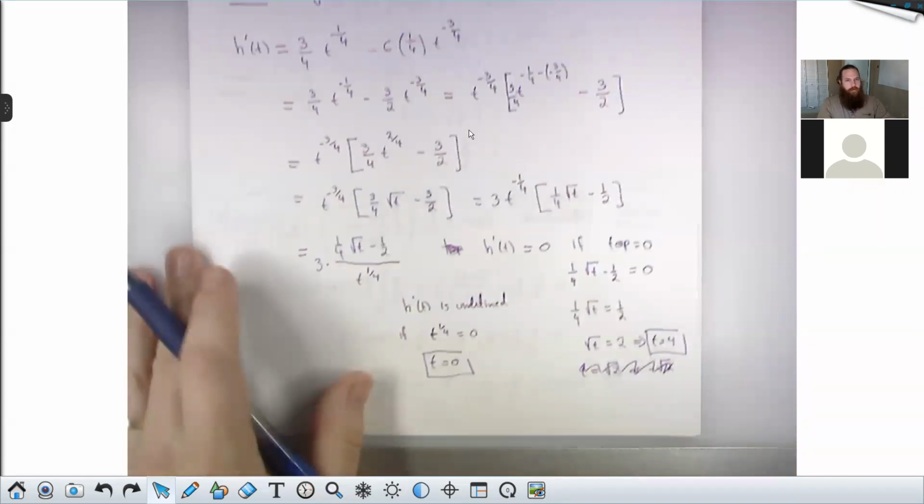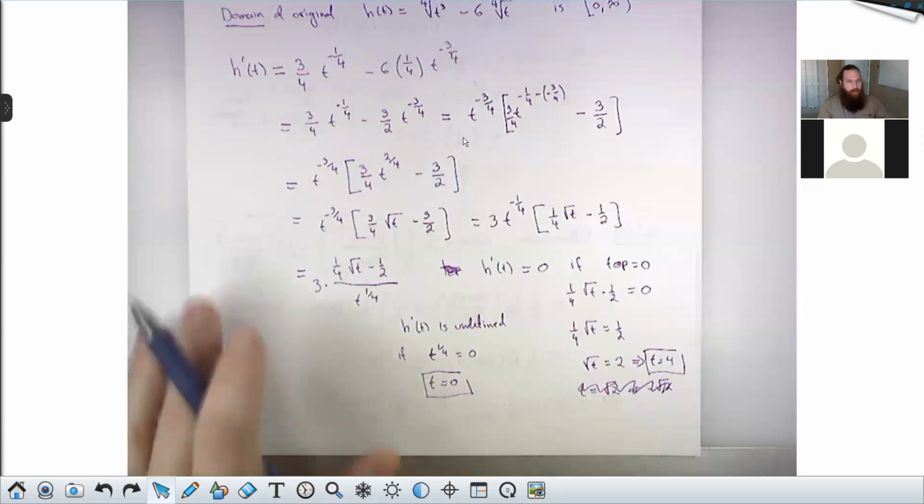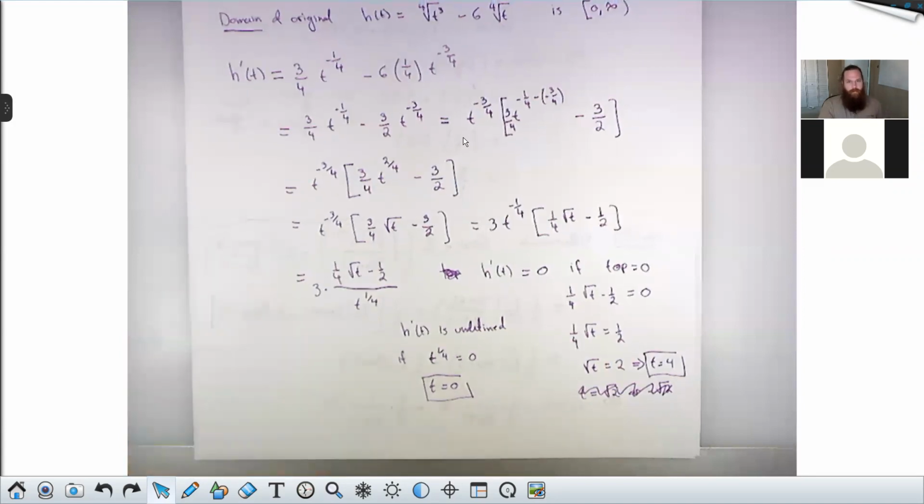This trick of factoring out the largest negative power is a really nice trick. And you can do this in any expression like this. The result here will always be nicer than what you started with, and it will always go faster than trying to have a common denominator. Okay. Any questions on the calculations here?